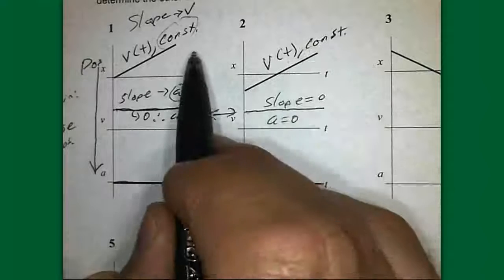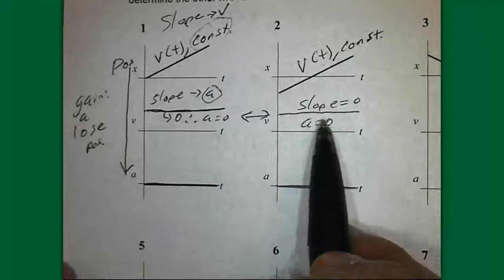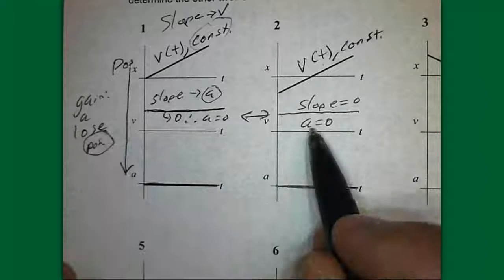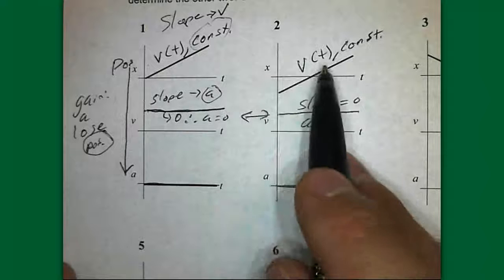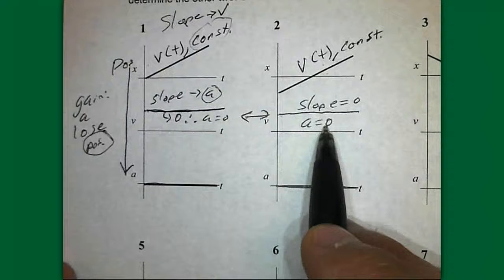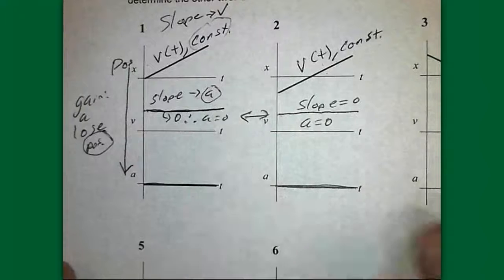Even though we have a different motion, this highlights the fact that we have lost information about position with velocity versus time. Because the only thing that's changed between this motion and this motion is the position. Well, we can't tell what the position is. That's why the graph looks the same.